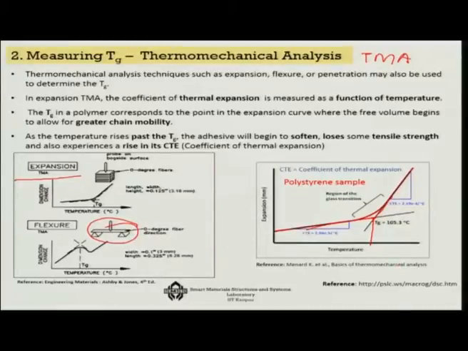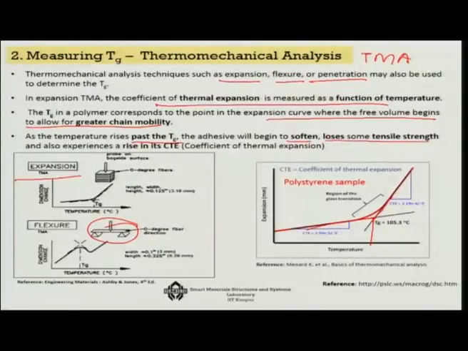So, thermomechanical analysis techniques such as expansion, flexure or penetration can be used for Tg, and in expansion TMA, the coefficient of thermal expansion is directly measured as a function of temperature, and the Tg in a polymer corresponds to the point in the expansion curve where the free volume begins to allow for the greater chain mobility. As the temperature rises past the Tg, the adhesive will begin to soften or lose some tensile strength and also experience a rise in the CTE, the coefficient of thermal expansion.